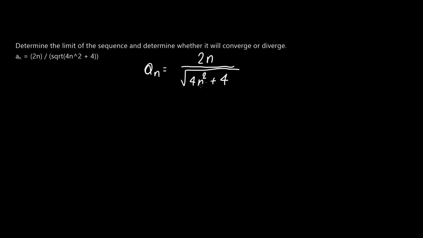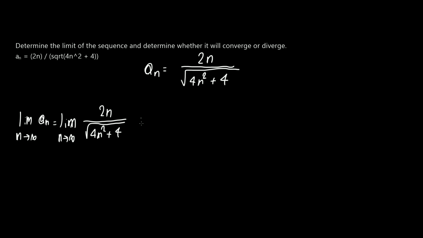Now we need to take the limit of this equation to find whether it's going to converge or diverge. So let's begin by writing the limit of a sub n as n approaches infinity, and then rewrite it as the limit as n approaches infinity of the function 2n over the square root of 4n squared plus 4.